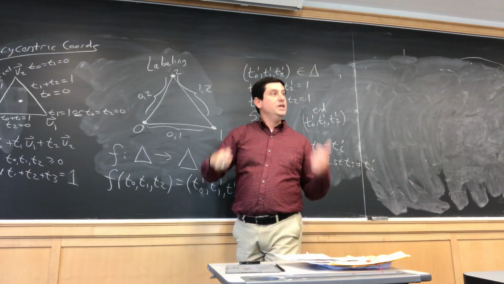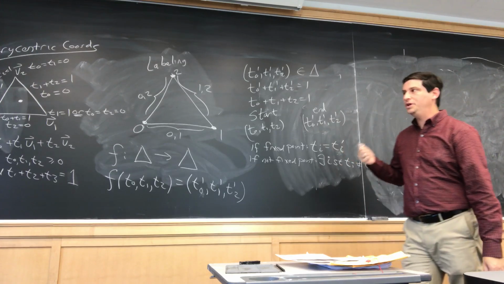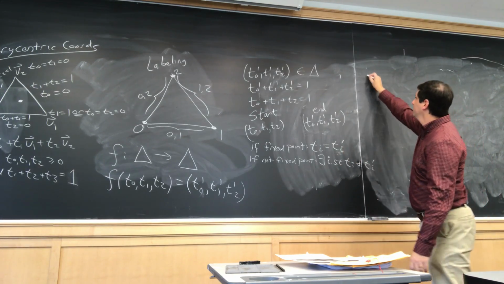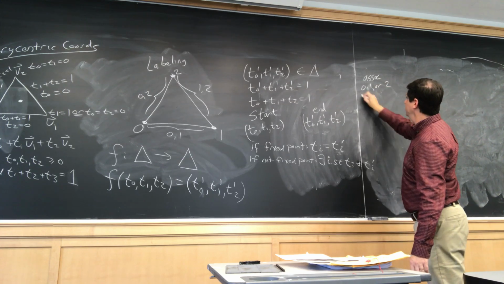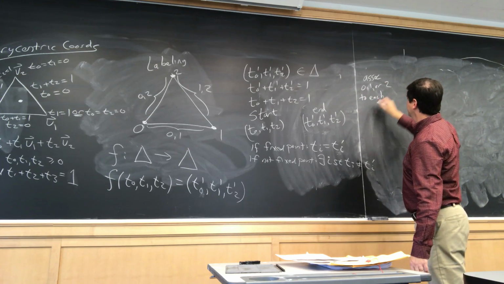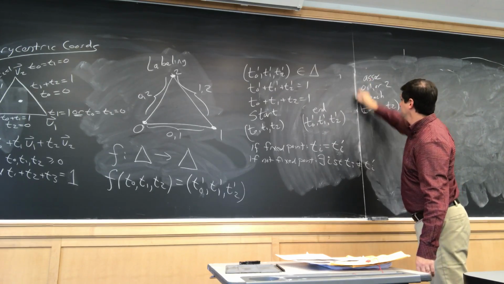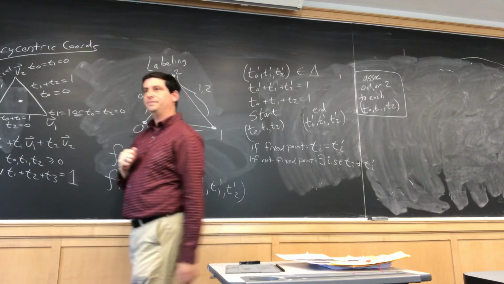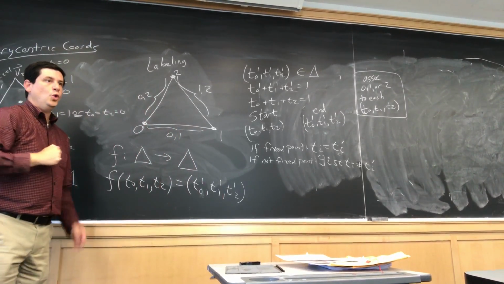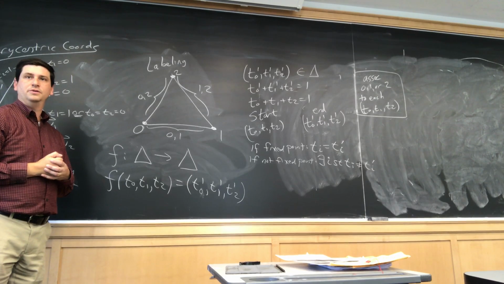Yes? 0, 1, or 2. So we want to associate to every point either a 0, a 1, or a 2. Associate 0, 1, or 2 to each point T0, T1, T2. We have to figure out how to do this. Which points is it clear what to do? Are there any points where it's clear?